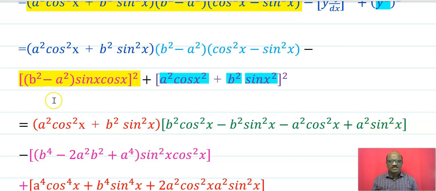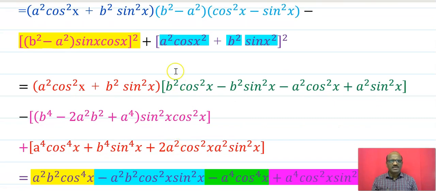Now the next, here is a minus sign, and the expansion of this, that is b square minus a square whole bracket square. Here is a square sign, square bracket, it's a square. Now what is that square? That is b raised to 4 minus 2a square b square plus a raised to 4, into square of sin x into cos x, that is sin square x and cos square x. This way, up to this we have completed.